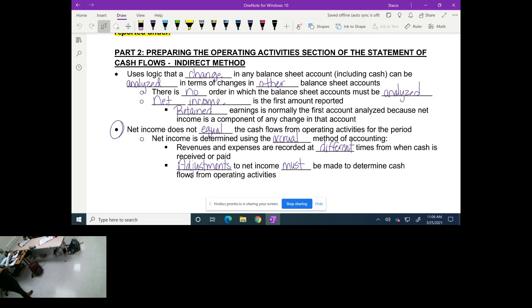We'll look at net income first. It's the first amount reported. We're not really going to look at it, we're just going to report it first. Retained earnings is normally the first account analyzed because net income goes in there. Very important that you remember, net income does not equal net cash flows from operating activities.